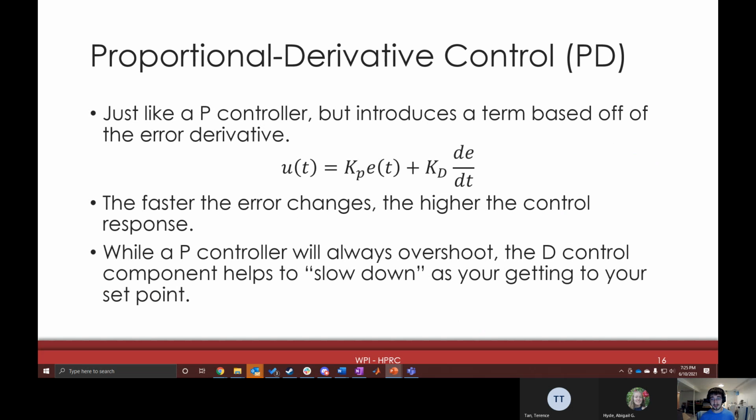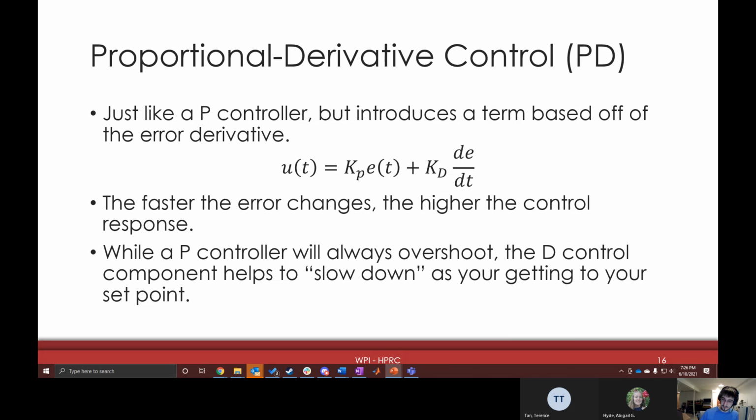So to get more exciting than proportional control, we have proportional derivative control. As I said on the previous slide, proportional control tends to oscillate forever, basically. In some situations, we want to stop those oscillations beforehand. So what we can do is introduce a derivative term. We now have U of t equals Kp E of t plus Kd times the derivative of the error. Basically what this says is the faster the error changes, the more aggressive that derivative term gets. This lets you slow down as you're getting to your set point, and that can help avoid overshooting.